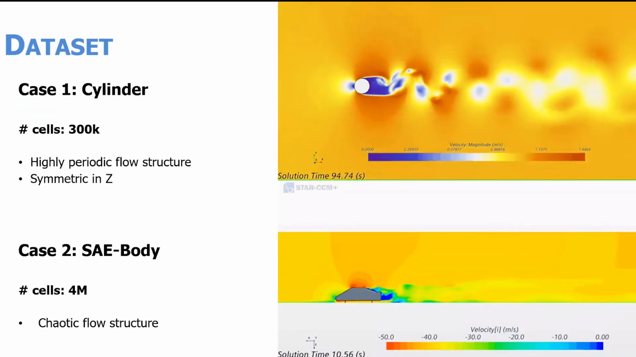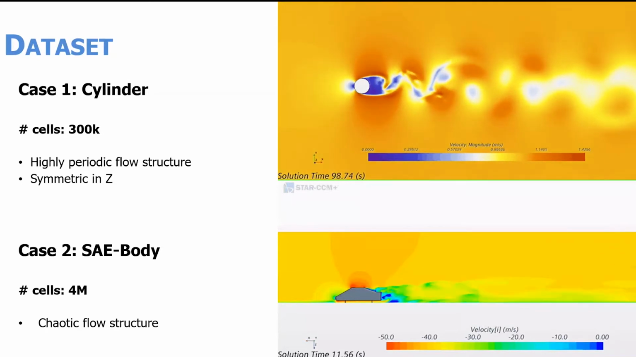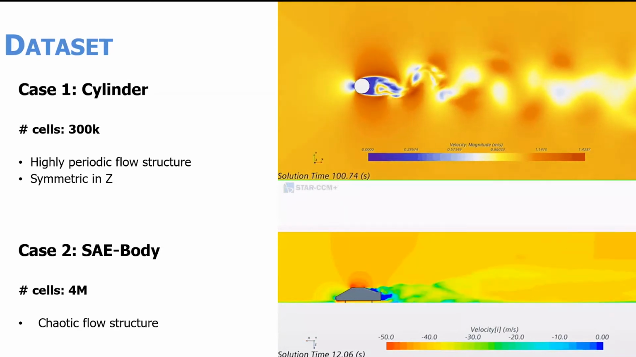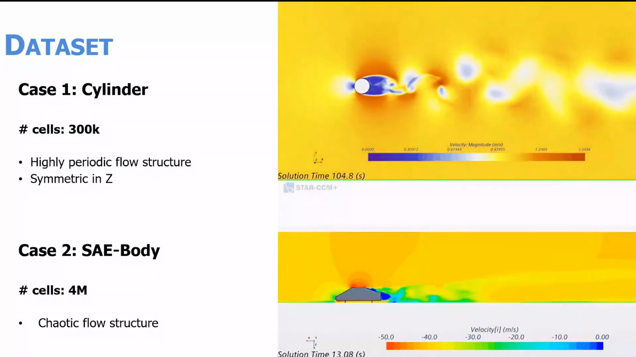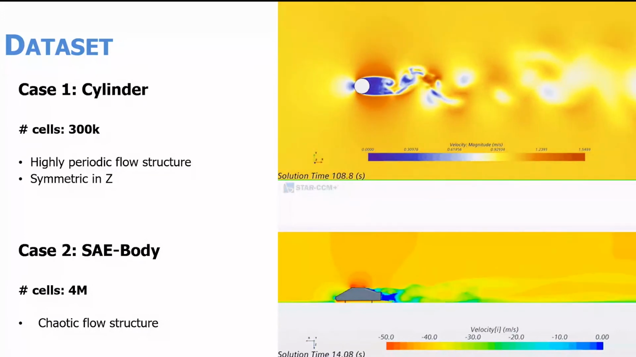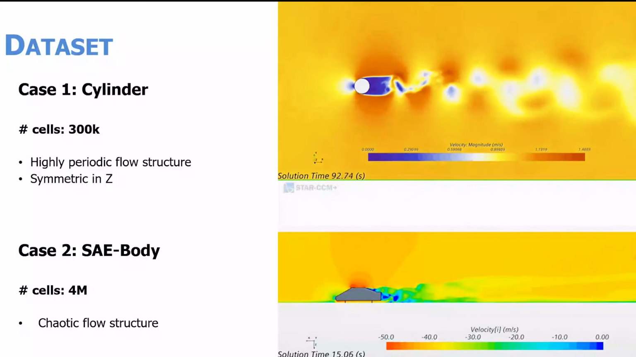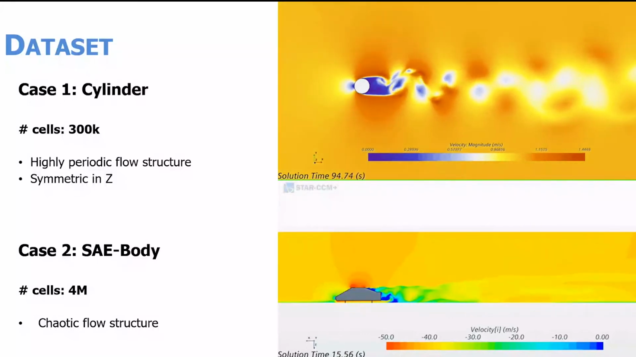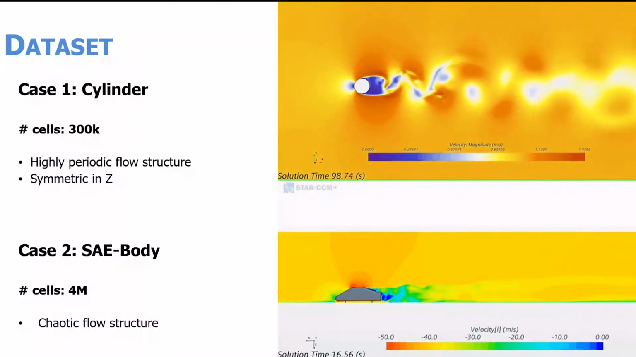The data set that we've been using is coming from two test cases. One case is the cylinder case and another case is the SAE body. Both of them are coming from 3D space. So we have a 3D model of the cylinder, roughly 300,000 cells. And we already see that the flow structure behind the object is very periodic and very smooth, and also symmetric in the Z coordinate.